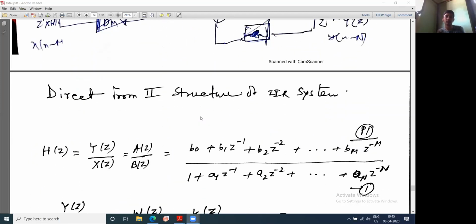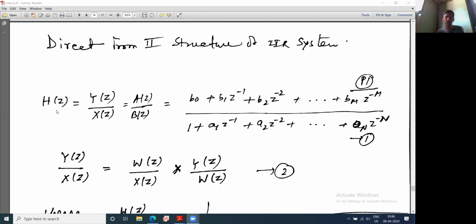So how is the direct form 2 structure realized? Again, the same thing: the transfer function H(z) equals Y(z) by X(z), with b0, b1 up to bm, so this is m delays. This is a generalized expression, with 1 plus n delays in the denominator, and this is your numerator. The transfer function H(z) is nothing but the ratio of the z transform of the output and the z transform of the input. Same as previous.